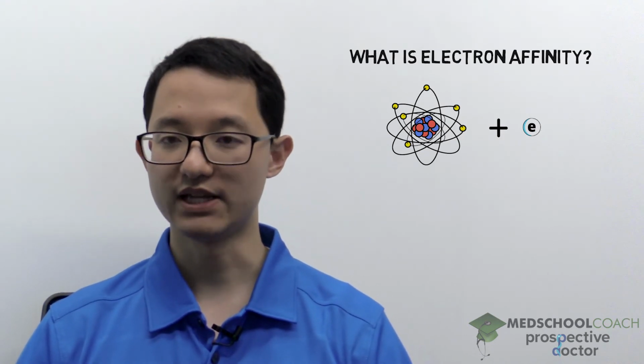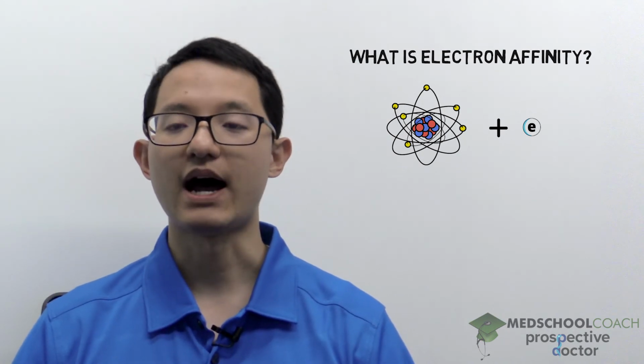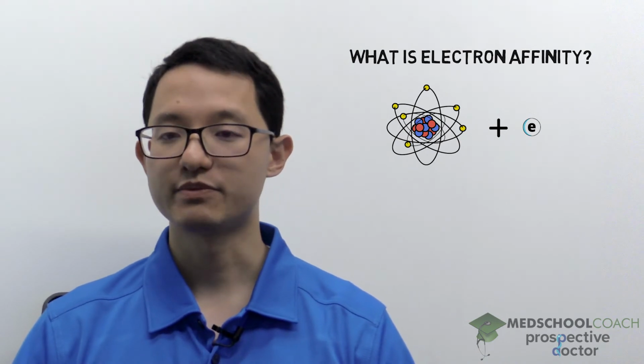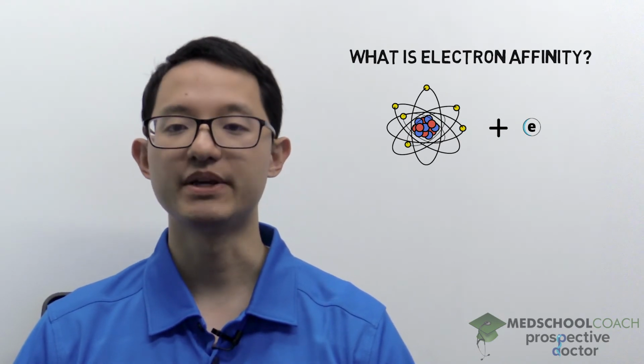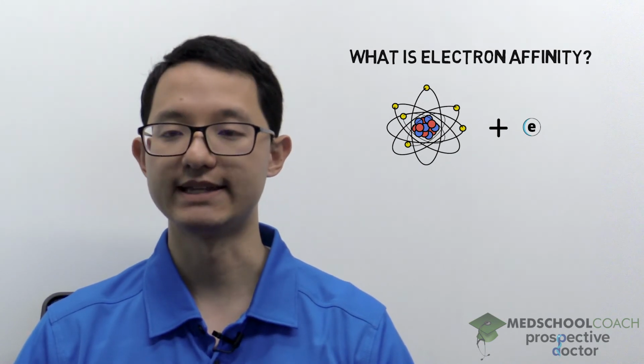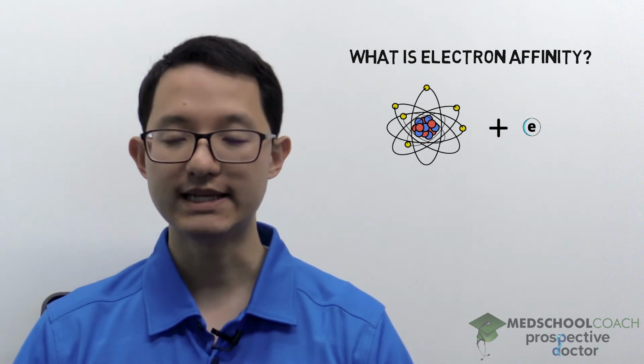And that's because, if you think about it, affinity means you like something. So an atom with a high electron affinity likes electrons. And when a species likes electrons, it becomes more stable. It reaches a lower energy state when it attains that electron. And that is reflected when that species releases energy when it gains an electron.